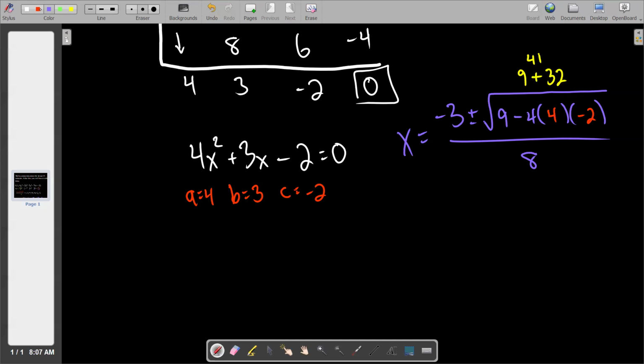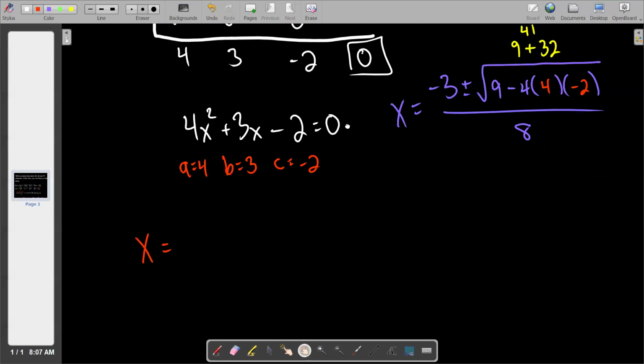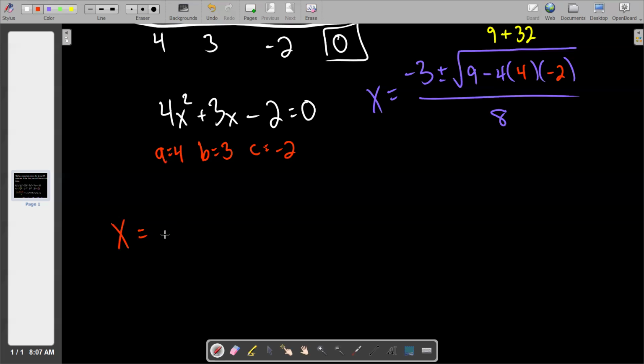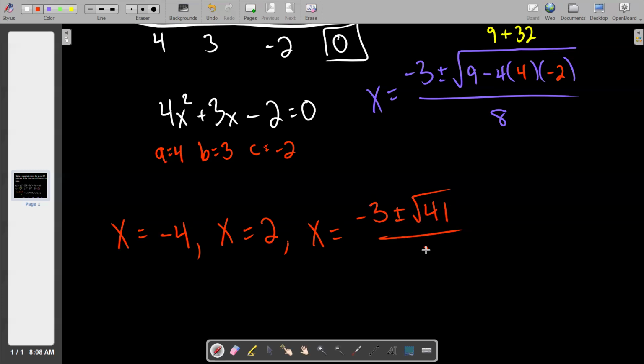And so the answers for this problem are going to be the things that Katie found for us. The first one that you found was negative 4. So now we're going to say x equals negative 4, comma. The other one she found for us was positive 2. Those are the two that you're searching out. And then the others are not about a search. They're about just grinding it out at the end. So our final answer is x equals negative 3 plus or minus the square root of 41 over 8. And we were expecting 4 answers, and there they are. 1, 2, 3, 4. Done.